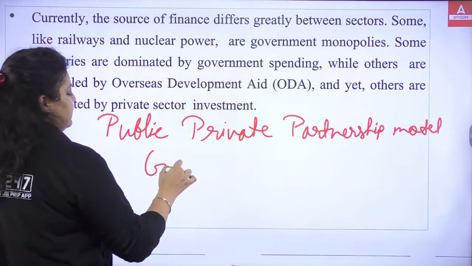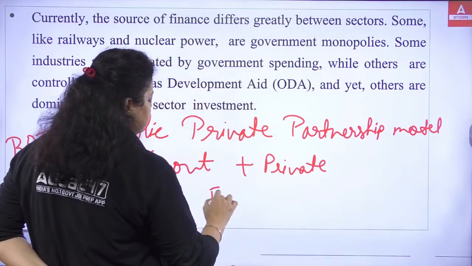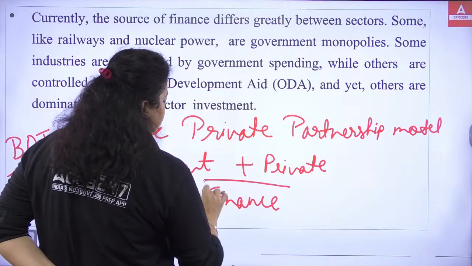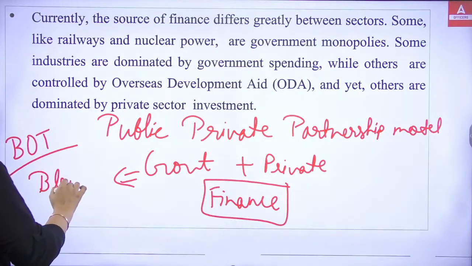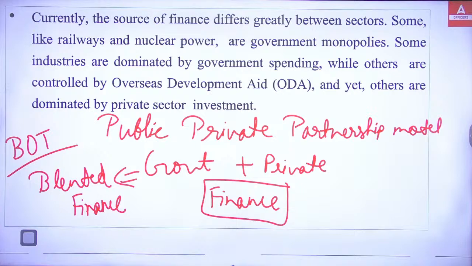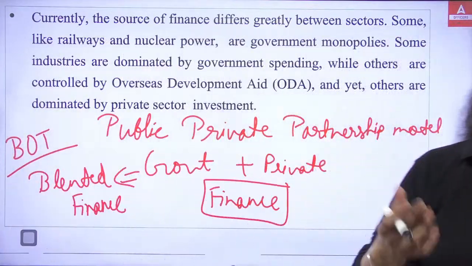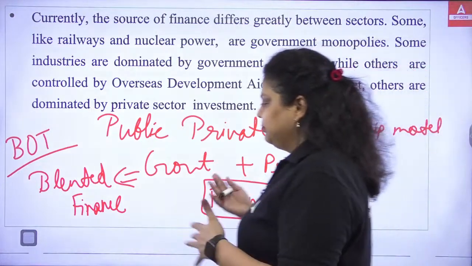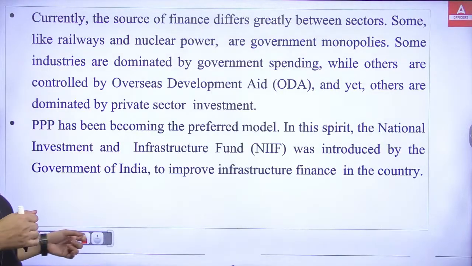So it's very obvious that the government plus the private sector, they both are providing finance, and this kind of investment is known as blended finance, when the government and private sector both are investing in the infrastructure projects. Clear? So this is the model. After introducing this model, a little bit of the financial burden on the government has been reduced, because now the private sector is participating in infrastructure projects. So it became very easy for the government to develop infrastructure.